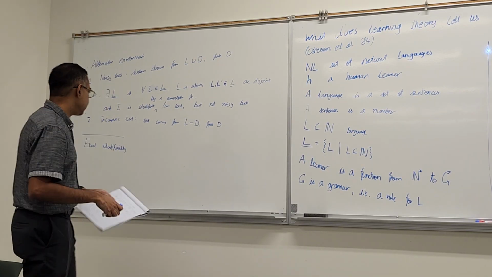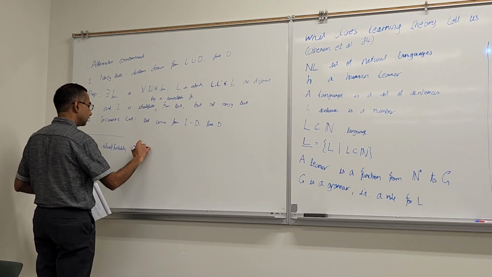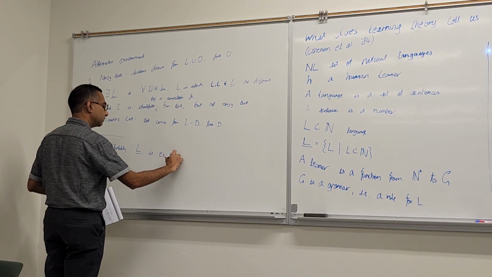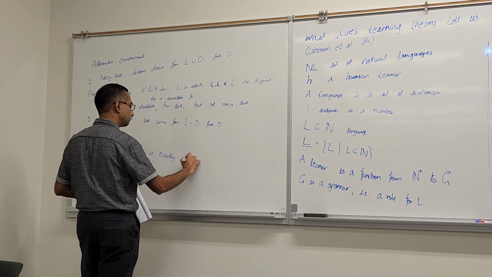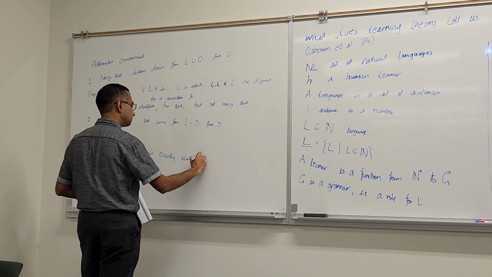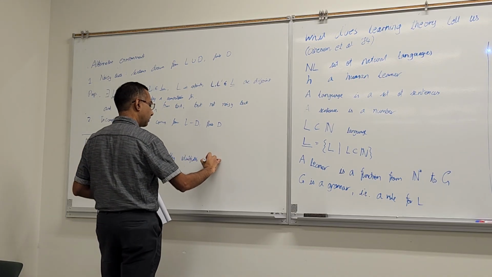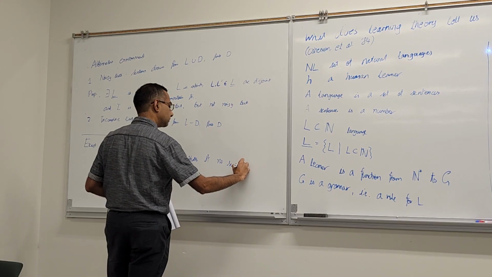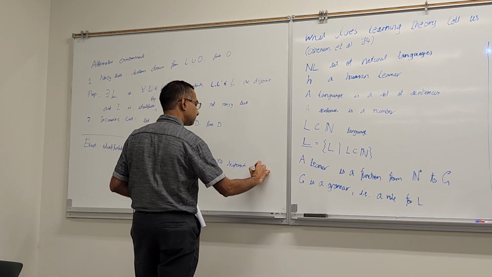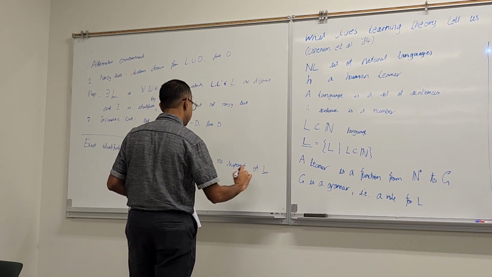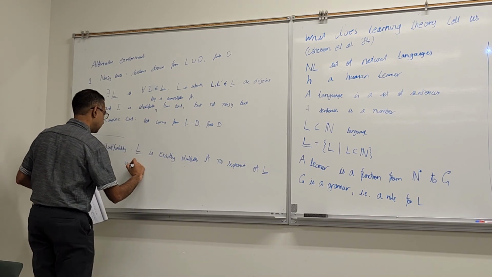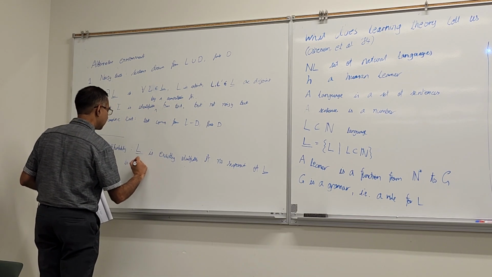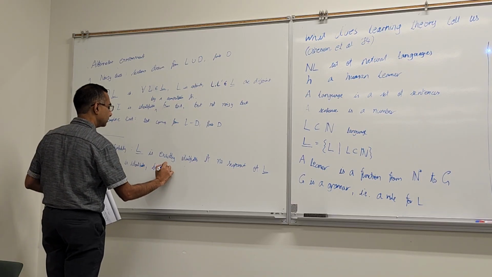So we will say that L bar is exactly identifiable if no superset of L bar is identifiable, but L bar is identifiable.